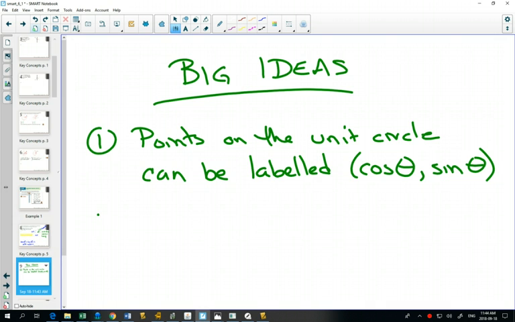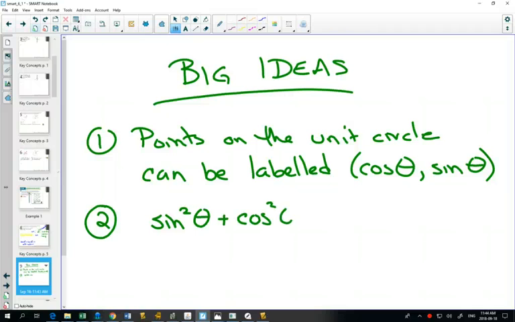Big idea number 2 is that sine squared theta plus cos squared theta is equal to 1. And that's just based on Pythagoras, that a squared plus b squared equals c squared. On our unit circle, x, y, and 1, that x squared plus y squared equals 1 squared.